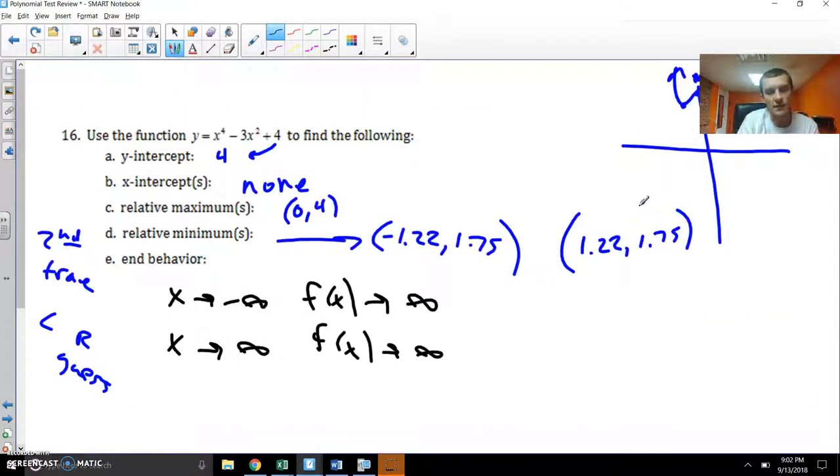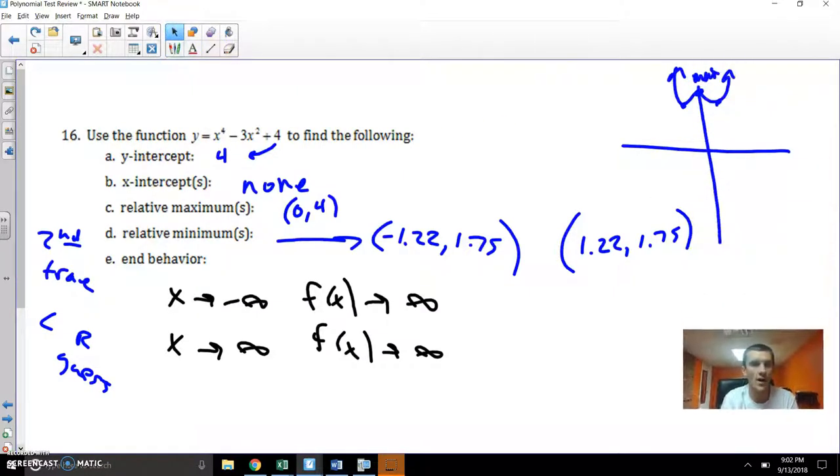Talked about 14 in the other video. In number 16, we talked about how the y-intercept is always the back number, so that one is 4. When we graphed it, it didn't cross the x-axis at all, so it has no x-intercepts.